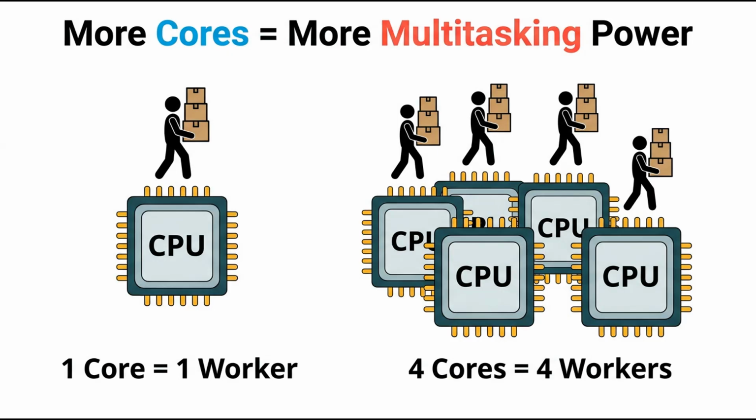Now, here's a cool thing about modern CPUs. They have multiple cores. Think of each core as a separate brain worker. A single-core CPU can only do one task at a time. A quad-core can handle 4 simultaneously. That's why a CPU with more cores is better at multitasking, like streaming video while running antivirus without slowing down.